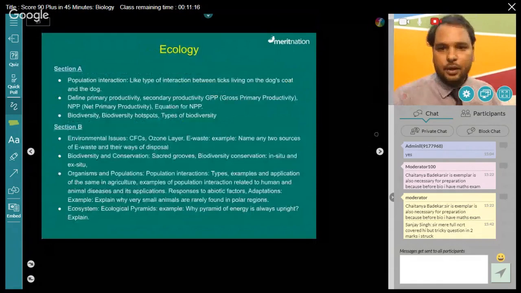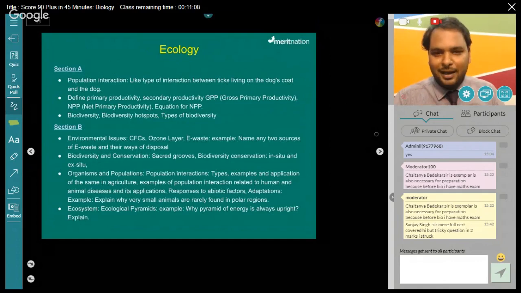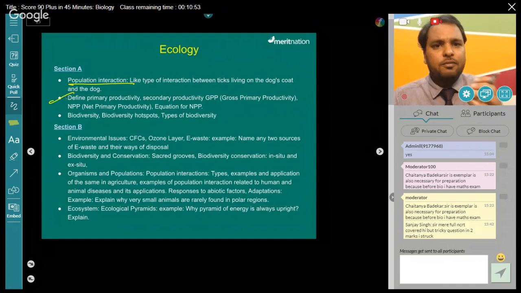Last is your ecology, everyone. Ecology, we absolutely believe that sometimes when you read, you feel sleepy and all that, it happens, but there will always be a question from population interaction, mutualism, symbiosis, commensalism, all things will be there. Okay, productivity, there will be a question of productivity. So prepare GPP, NPP.